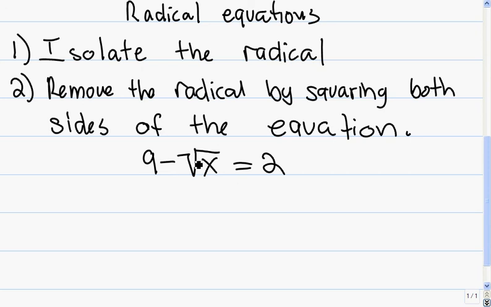I've got to isolate the radical, that's step 1, so that means I've got to get radical x by itself. Here I have a 9, and there's no sign in front of the 9, so that means it's a positive 9. So I'm going to use the inverse operation of a positive, which is a negative 9, to get rid of this 9. But what I do to one side, I've got to do to the other, so I'm going to take away 9 on this side. Okay. What I have left is negative radical x equals negative 9, or 2 minus 9.